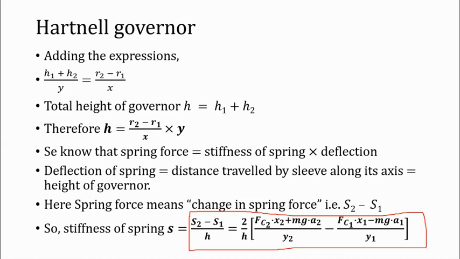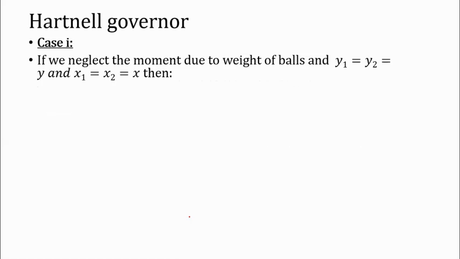However, there are two important cases in the case of your Hartnell governor. So let us see those two cases. We are neglecting the moment due to the weight of the balls. So what we are doing here is, we are assuming that the value of y1 is equal to y2 is equal to y, and x1 is equal to x2 is equal to x.